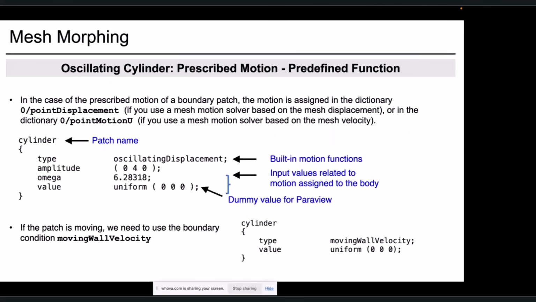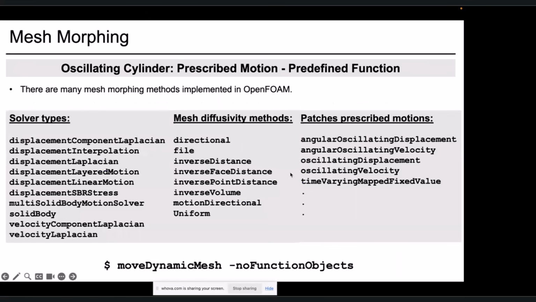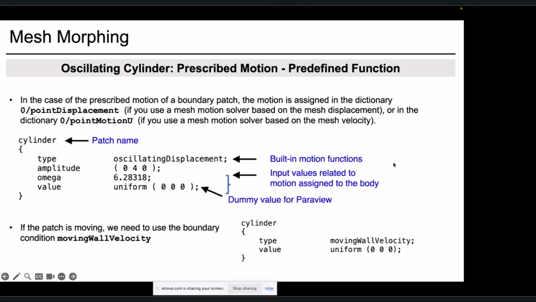And sorry, omega is basically the frequency here. And then the value is uniform, which is a dummy value for ParaView to understand this. And here the important thing is the built-in motion function is oscillating displacement. You can change it to any of these functions, which is oscillating velocity, or if it is a rotational motion, angular oscillating displacement or angular oscillating velocity. Now, as I already mentioned, the moving patch is the cylinder. So we have to remember to change the boundary condition of the moving patch to moving wall velocity. All right.